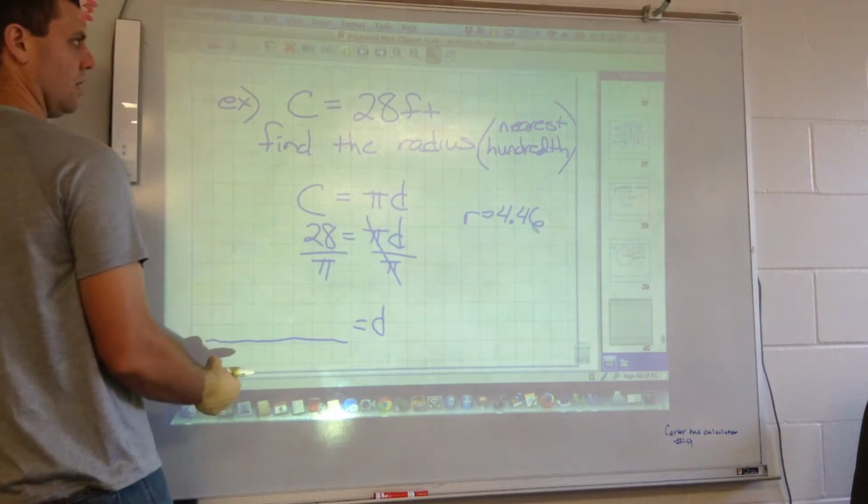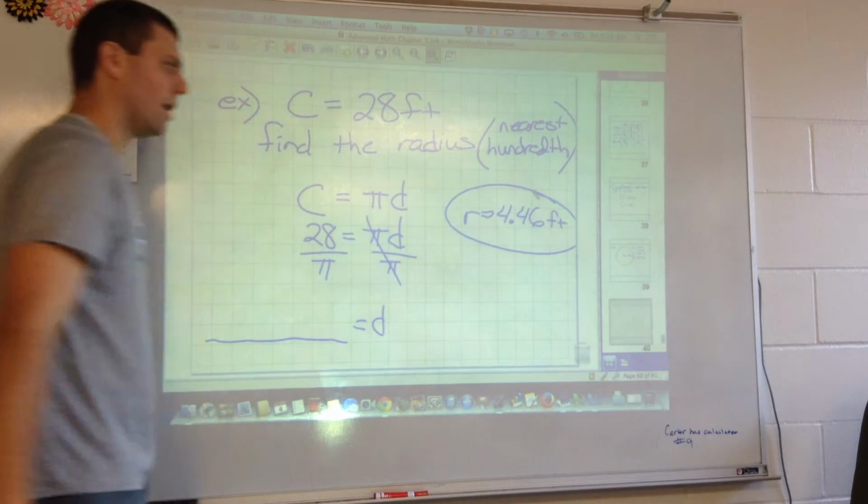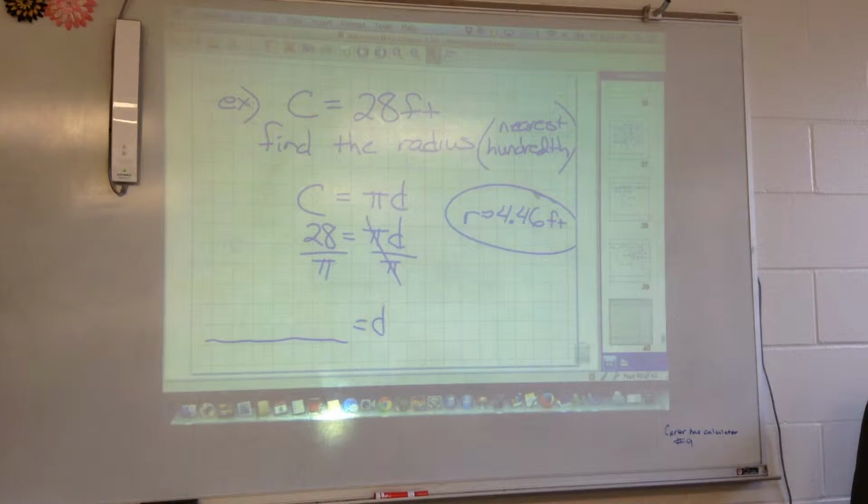Did I give a label? Yep, feet. So the radius is about 4.46 feet. I'm just using 2 pi r instead of pi d. Yep, it's exactly the same. Whatever you're more comfortable with. Divide by 2 and then divide by pi. Perfect. Or vice versa: divide by pi, then divide by 2. That would work too. Okay? Any questions on that?